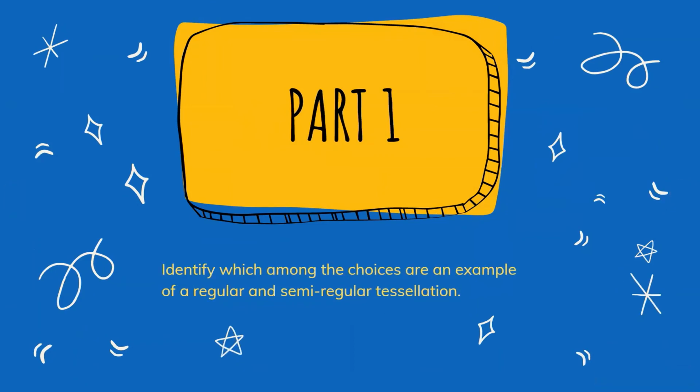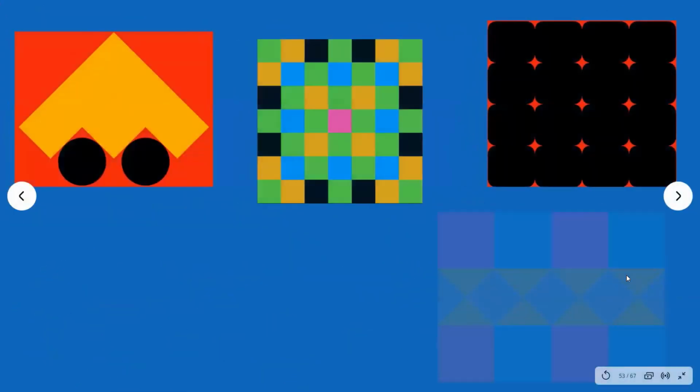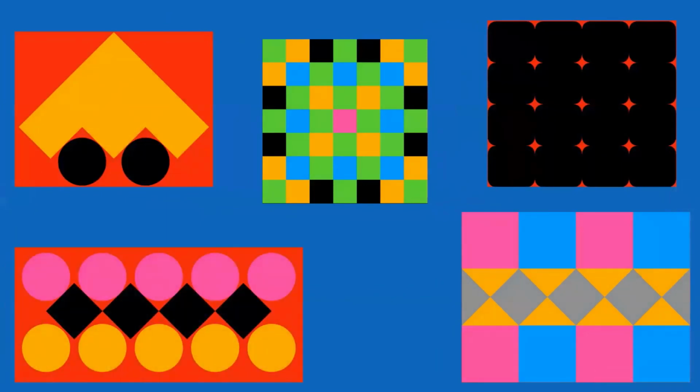So the first question is, identify which among the choices are an example of a regular and semi-regular tessellation. And here are the choices. Are you done answering? Well then, here are the answers.